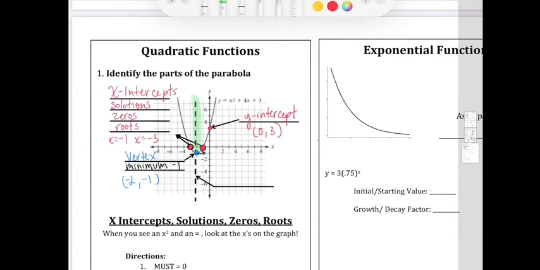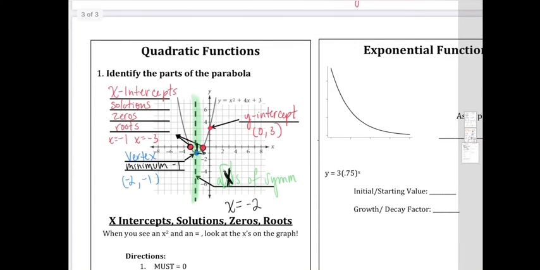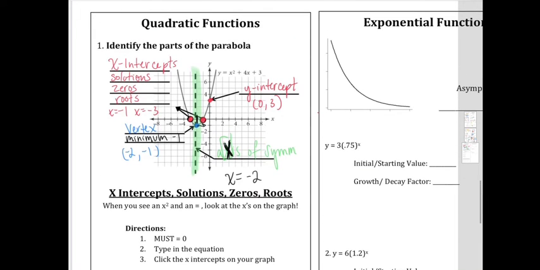Then the last thing on the graph is an invisible line that goes right through the middle. That invisible line is called the axis of symmetry. I always make the x big because when you write it, you're always going to write it as x equals, because it's an invisible line that crosses through the x-axis. Axis of symmetry means it's the middle of this graph. The middle of this graph is at the number -2. So the axis of symmetry is going to be x equals -2. Not too bad.